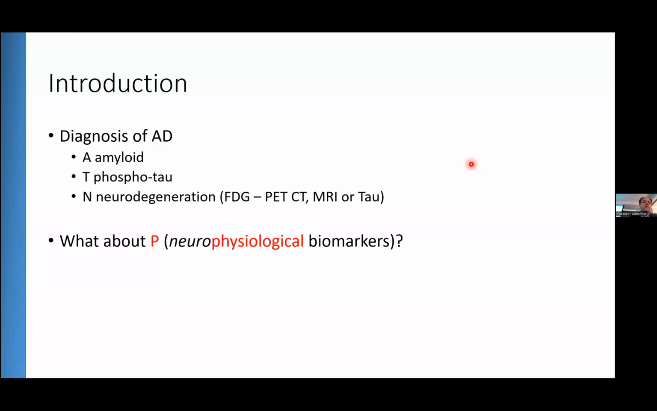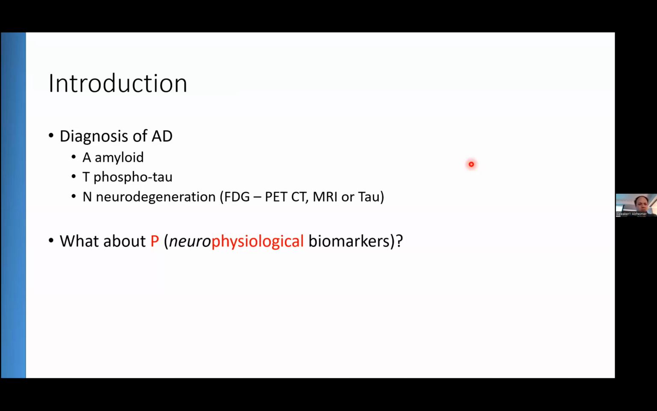Then the easiest to obtain is the N part. The N part is the neurodegeneration part, which can be seen as atrophy on the MRI. We can also analyze the tau component in the CSF, or we perform the FDG PET CT scan. And then, from the pattern of the metabolism of glucose, we can predict with certain certainty the neurodegeneration.